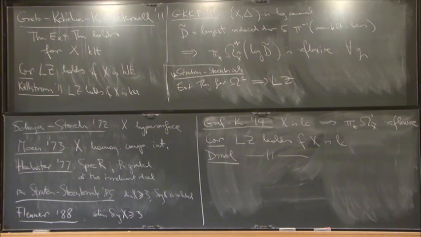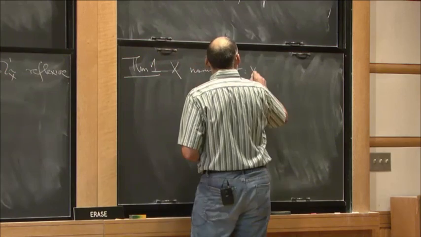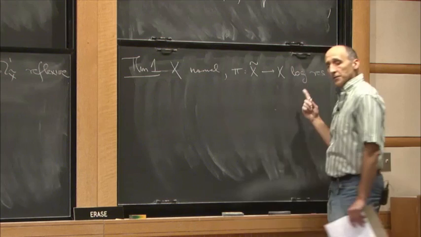So again, we were interested in extending logarithmic forms. So our theorem is about that. So here's theorem one. Let's say X is normal, and we have a log resolution. By log resolution, I mean that the exceptional set is a divisor with simple normal crossings.